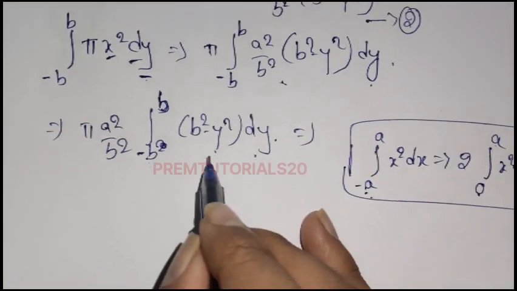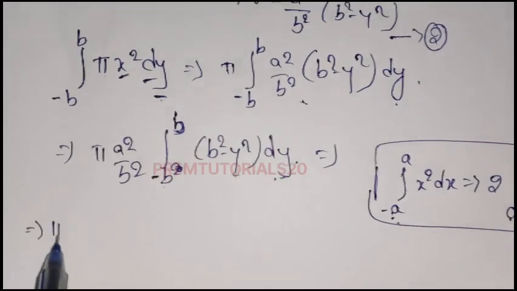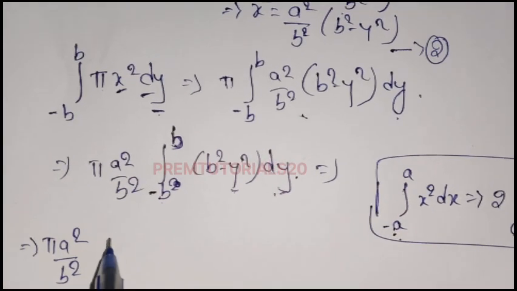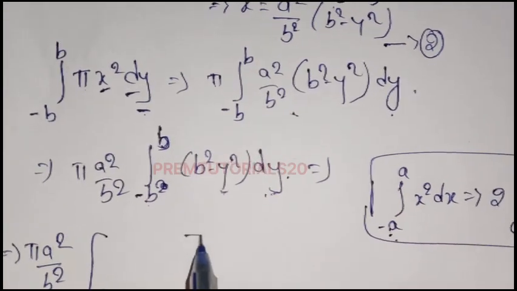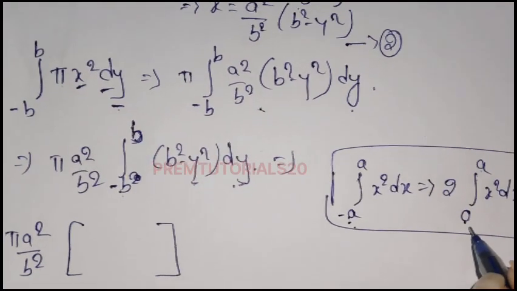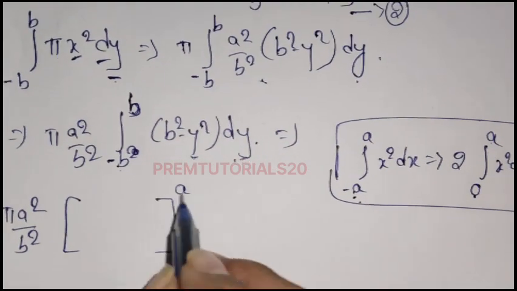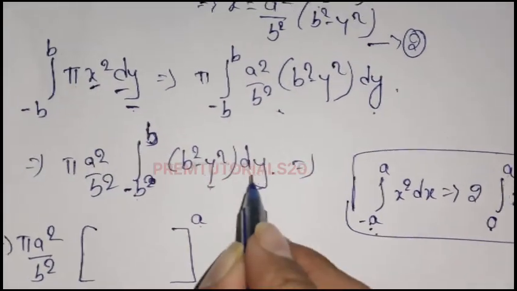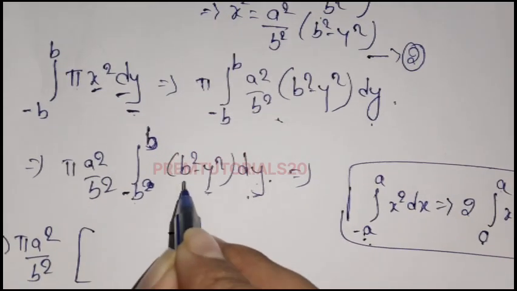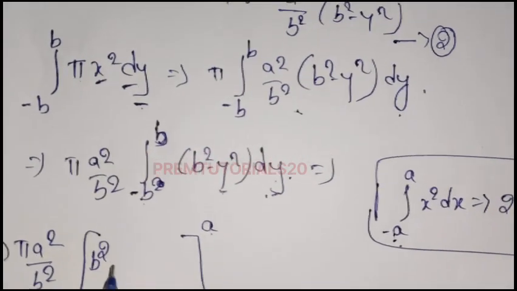Now it's time to apply integration with respect to y. Now what do we get? Pi a square by b square are constants. Now what are the limits? We are going to apply 0 to b, between the limits, y into b square into dy. That means integral b square dy, where b square is the constant term. Now let it be written as b square.